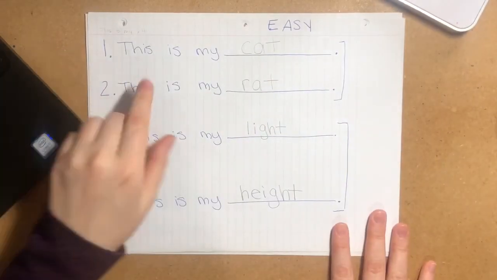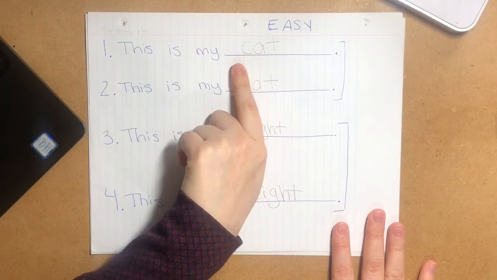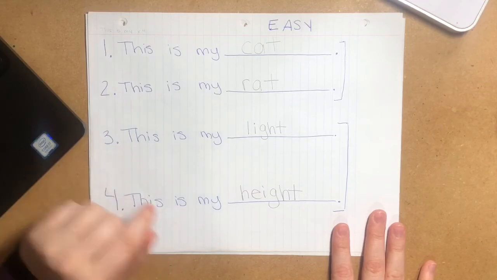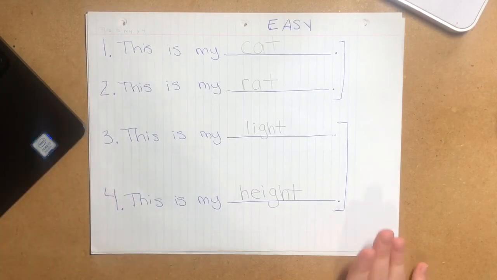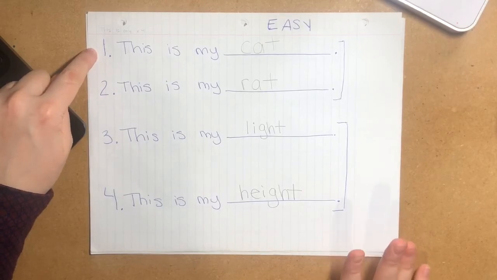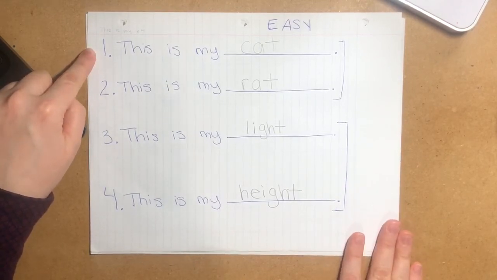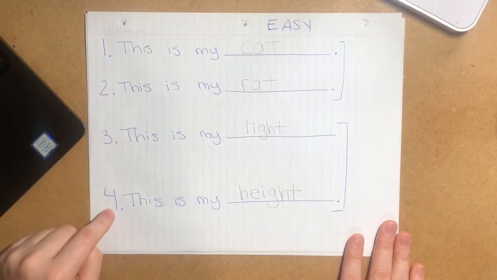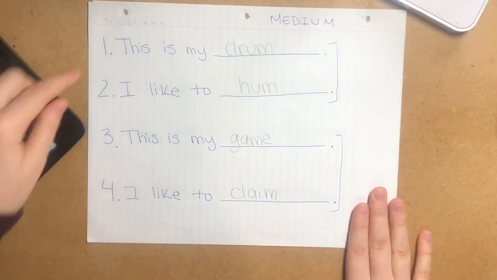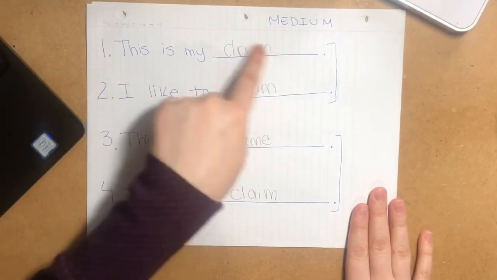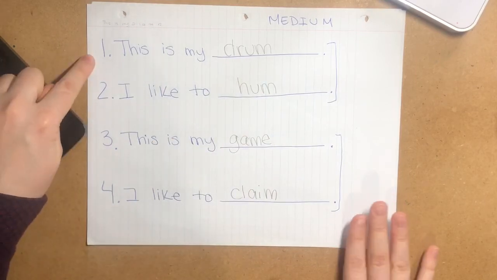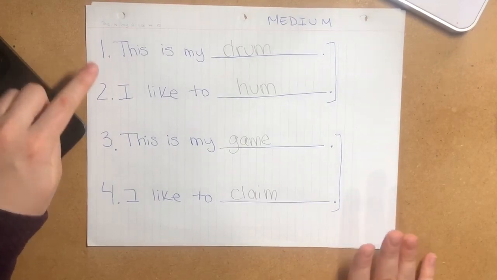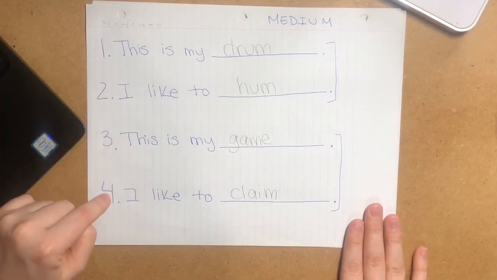Alright, now I'm going to go ahead and say this is my, and then leave these words blank for you to fill in along with the music. So we're going to do easy, and then medium and hard along with the music, with blanks. Alright, so fill in the blank. 1, 2, ready, go. This is my, this is my, this is my, this is my. Okay, now for the medium one, I'm gonna say this is my and leave the words blank for you to fill in. 1, 2, ready, go. This is my, I like to. This is my, I like to.